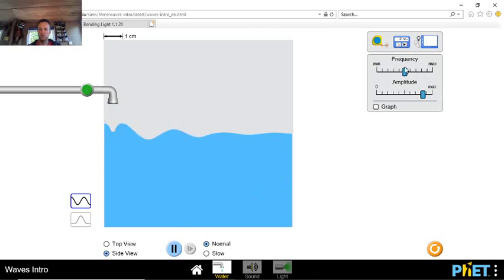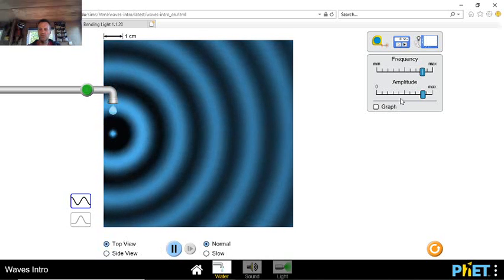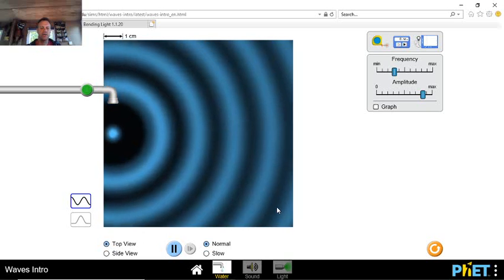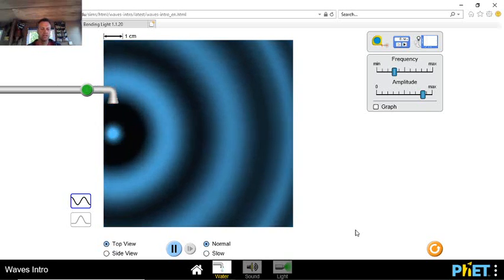What's a really cool thing to do as well is you can make the water droplets go up more quickly, and if they go up more quickly, you'll see the waves are more cramped together. In other words, the frequency changes the wave. In the top view here, you can see the waves are close together, and if I make the frequency less, the waves get more spread out. That's because in the wave equation, frequency and wavelength are linked together with speed.